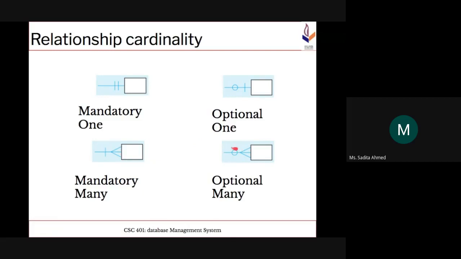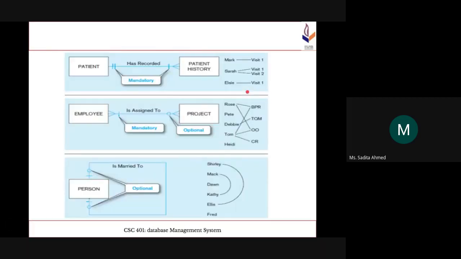Similarly here, on the right-hand side we have a crow's foot, representing many participation, but on the left-hand side we have a circle, which means optional many. That is, multiple instances could participate in the relationship, but none could participate at the same time. That is 0 or more. Here we have 1 or more, this one is 0 or more, and this one is 0 or 1. Okay. Now moving on.